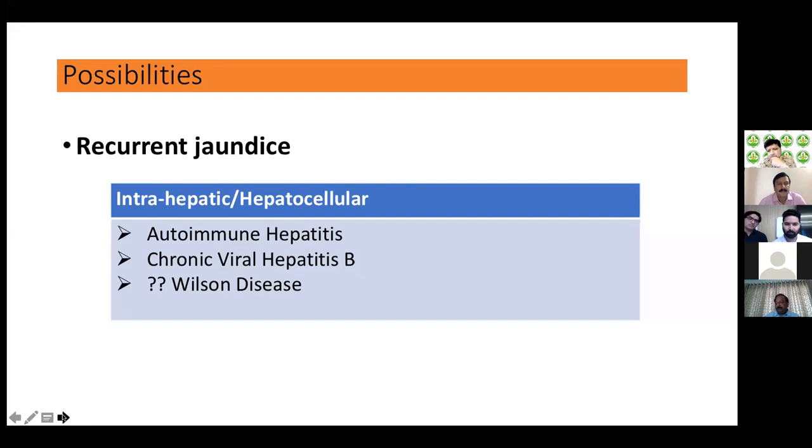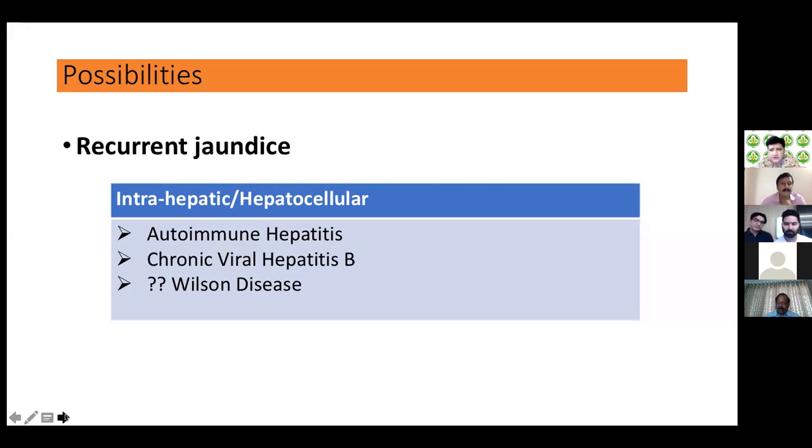Sir, Dubin-Johnson will present with conjugated hyperbilirubinemia, but sir, recurrent jaundice every year. So does Dubin-Johnson come with recurrent jaundice or persistent jaundice? That is the question. Sir, persistent jaundice. Usually they will have persistent jaundice, right? I think so.